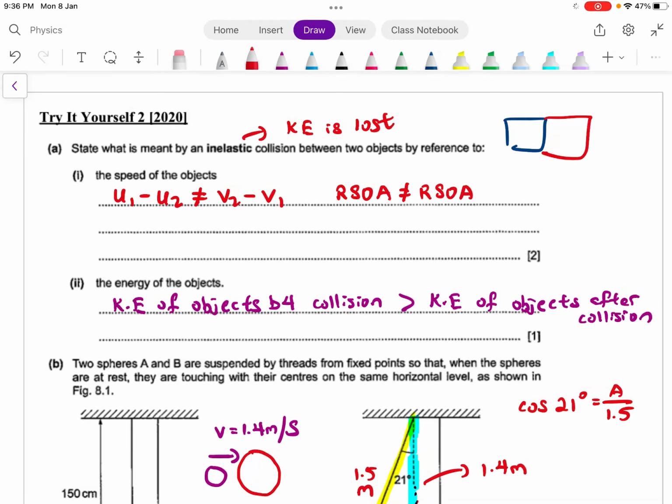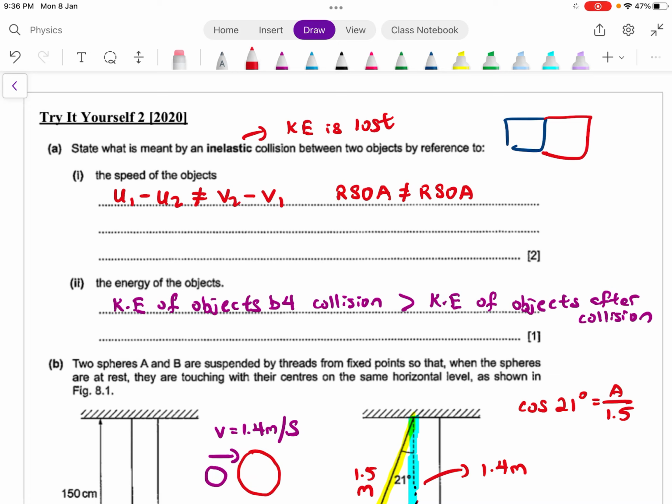Alright, so let's go through Try Yourself 2, which is a 2020 A-level question. This one is the long question, 20 marks, Paper 3, Section B. For part A, state what is meant by an inelastic collision between two objects by reference to the speed of the objects.